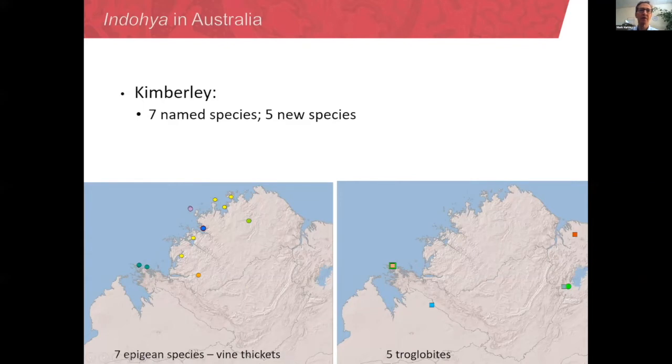I would expect that once we go back and sample some of these older locations for sequence data, we might find the existence of additional cryptic species in this yellow population in particular, because we're seeing short-range endemism across the Pilbara in all the other species.